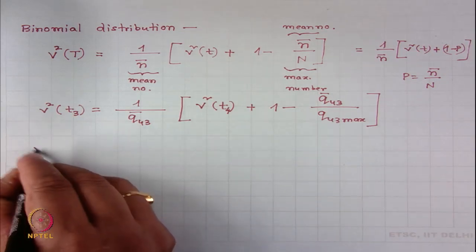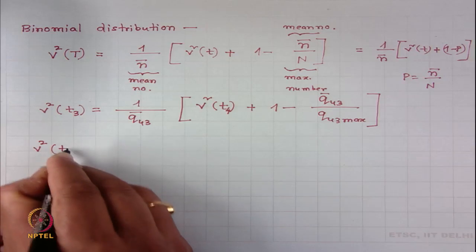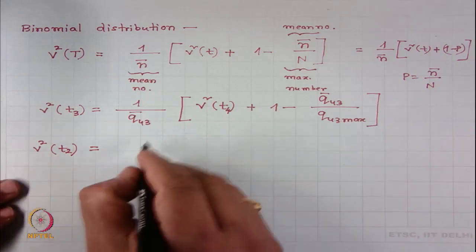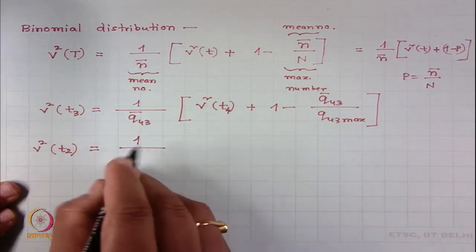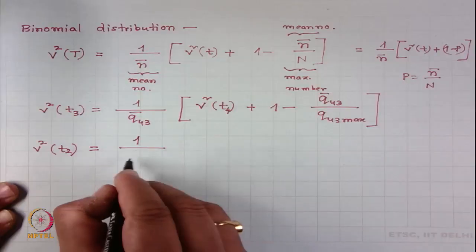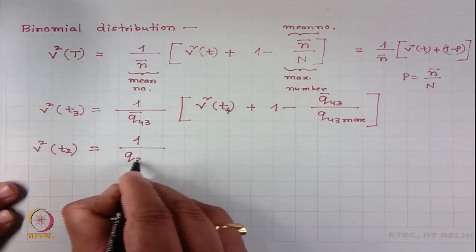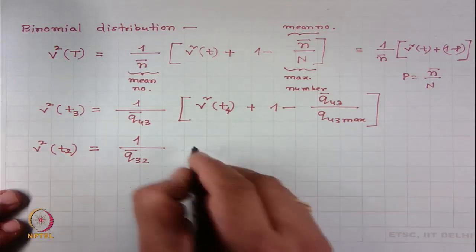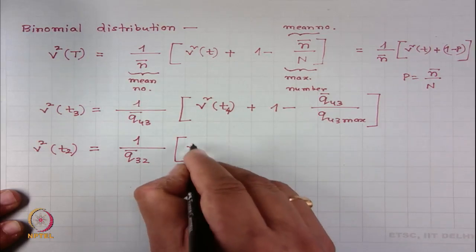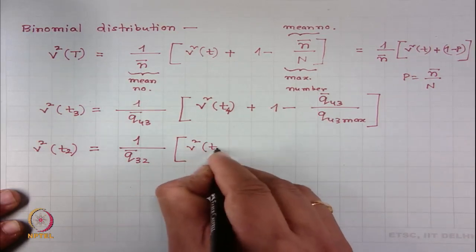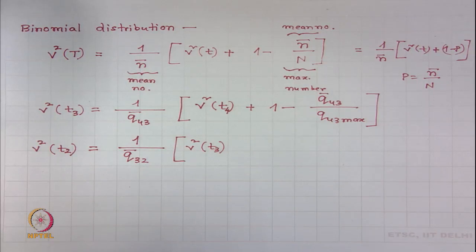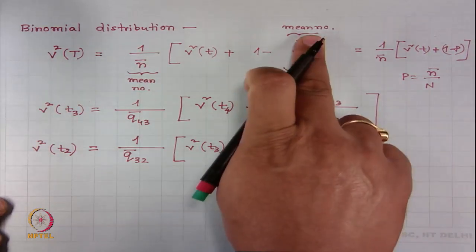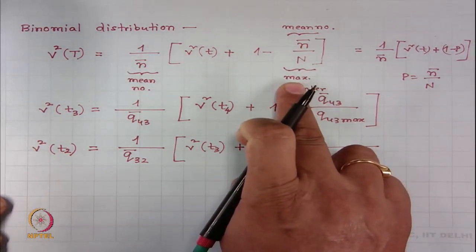Similarly, for cluster, mean number of what? Mean number of bundles in cluster, Q32, right, mean number of bundles in cluster, square of coefficient of variation of bundle plus 1 minus mean number of bundles in cluster divided by maximum number of bundles in cluster.